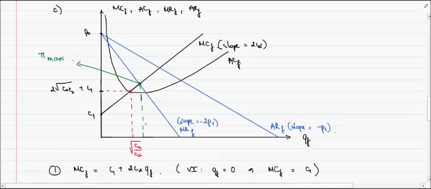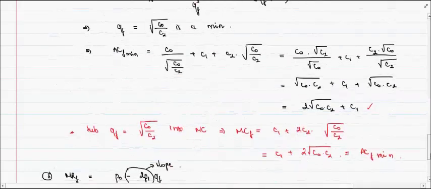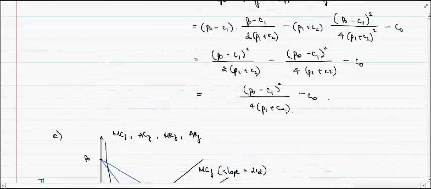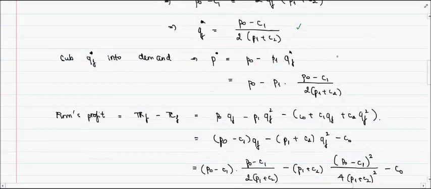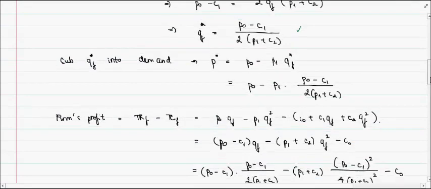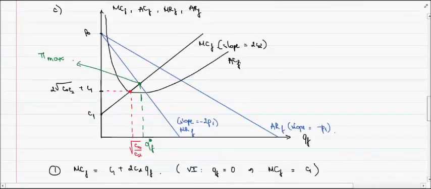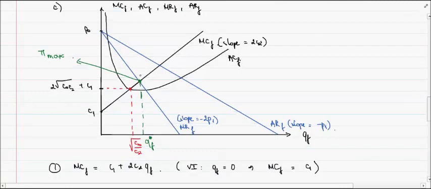So what is the price? This is the quantity QF star at which the profit is maximized. And as we found earlier, that is going to be here, which is P0 minus C1 divided by 2 times P1 plus C2. That is the optimal quantity that is maximizing the profit. Okay, and the price corresponding to this quantity.